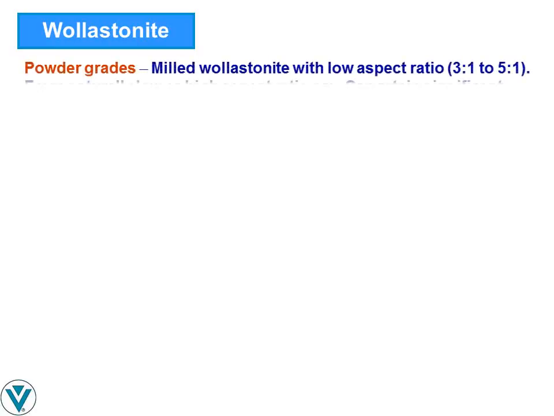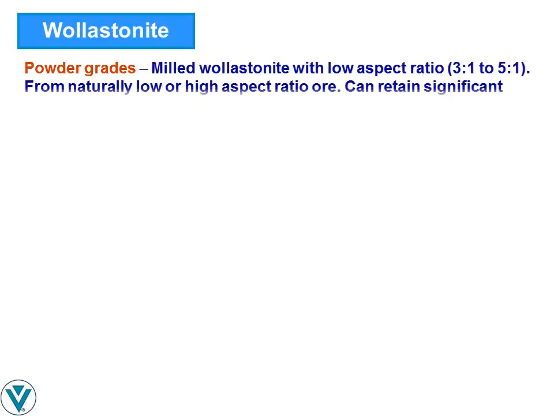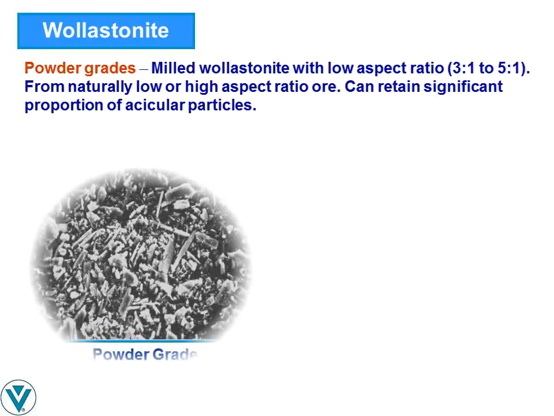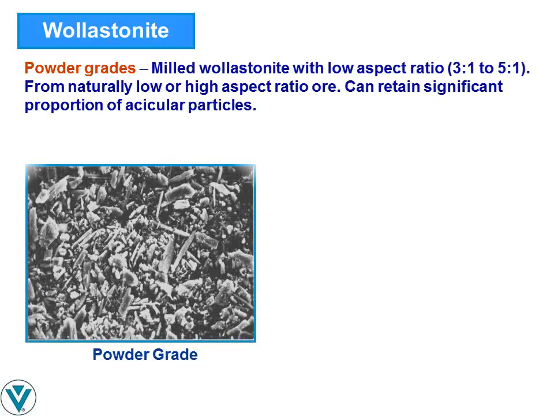The filler uses for wollastonite are dictated by the length of individual needles in the ore and the extent to which this shape is preserved during milling of the finished products. Powder grades are milled to a low aspect ratio, 3:1 to 5:1, either from naturally low aspect ratio ores or from high aspect ratio ores that have been ground in a way that breaks the needles. Despite their low average aspect ratios, powder grades can retain a significant portion of acicular particles.